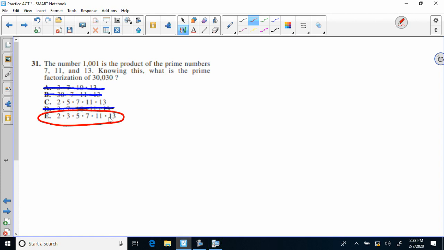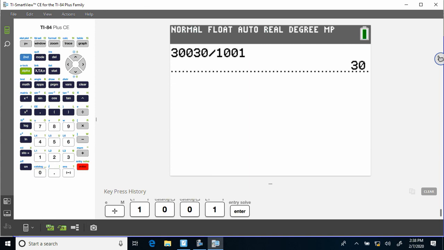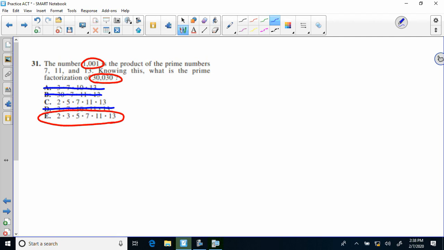Another thing that you could do, and maybe what they're asking you to see, is that 30,030 is divisible by this. That's why they gave you that number at the beginning. So if I had taken 30,030 in my calculator and divided it by that 1001, it gave me 30. So I already know that it was the 7, 11, and 13, because that's what multiplied to equal the 1,001. So I already knew this, and it was times 30.